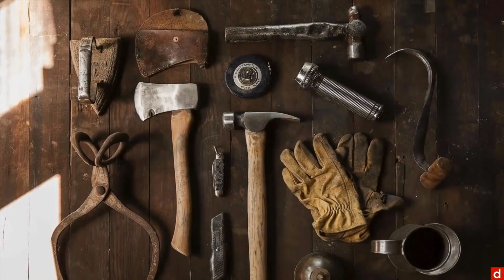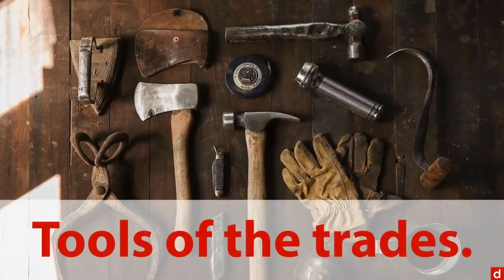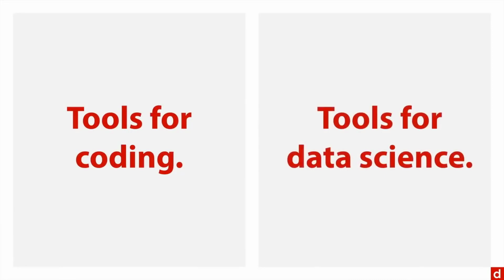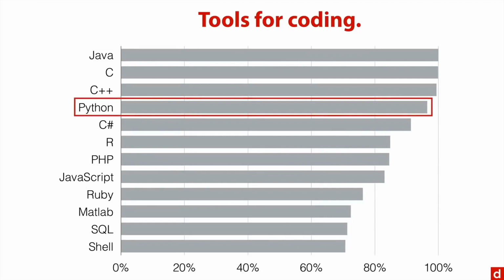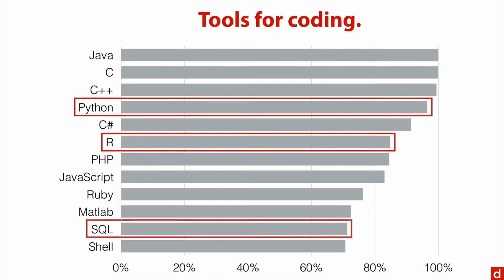It might help to compare the two by looking at the tools of the respective trades. For instance, there are tools for coding or generic computer programming, and there are tools that are specific to data science. What I have right here is a list from the IEEE of the top 10 programming languages in 2015. It starts at Java and C and goes down to Shell. Some of these are also used for data science. For instance, Python and R and SQL are used for data science. But the other ones aren't major ones in data science.